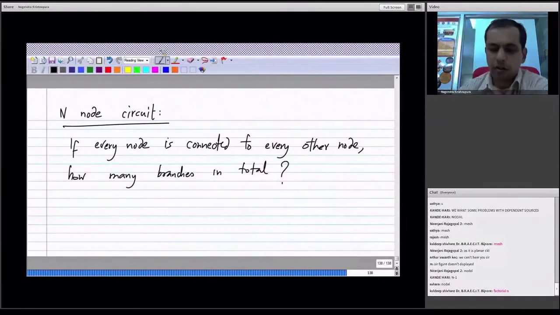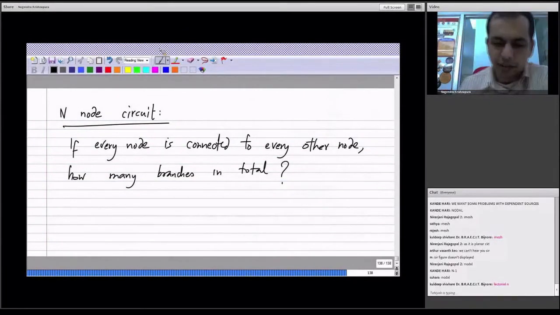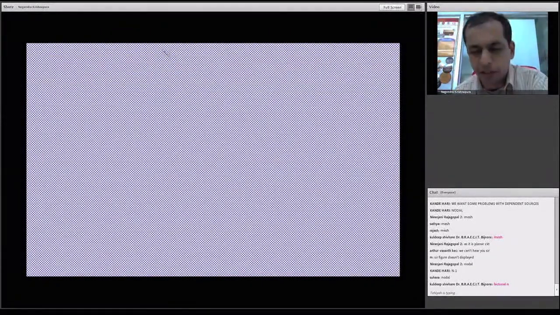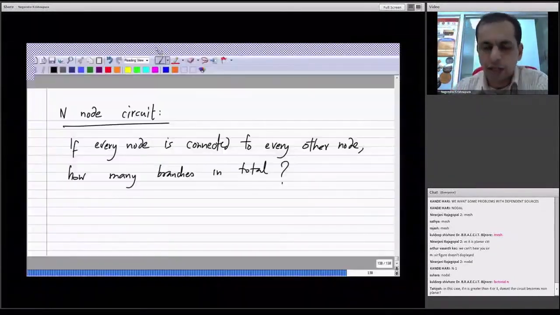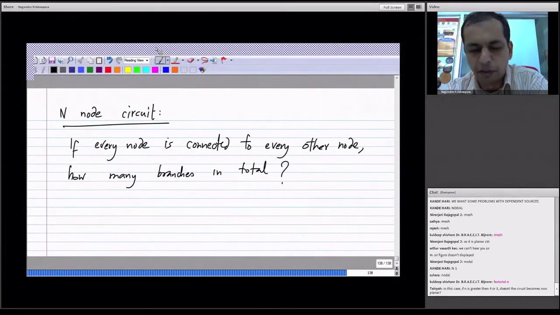So I got one answer which said factorial n. Now that is not correct. So please think about it. Now we will stop here and we will continue with this in the next lecture. But in the meanwhile, please think about this. If every node is connected to every other node in the circuit, how many branches will we have in total?